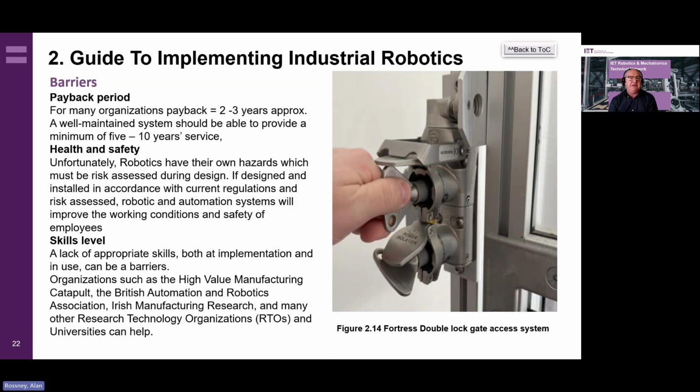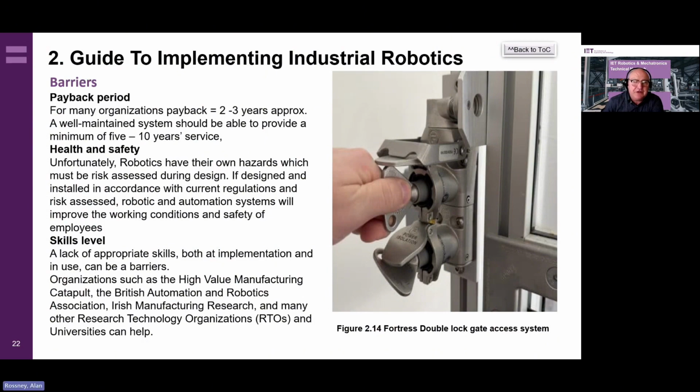In terms of health and safety, then, in principle, the use of robotics and automation should achieve a higher level of safety than manual operations, as they can reduce repetitive strain and other potential sources of injury. Unfortunately, in doing so, they create their own hazards. However, the rate of fatalities and injuries caused by automation systems is very low compared with the rate arising from human error or deliberate intent to defeat a safety system in place. As such, if designed and installed in accordance with the current regulations and risk assessment methods, robotic and automation systems can improve the working conditions and safety for employees.